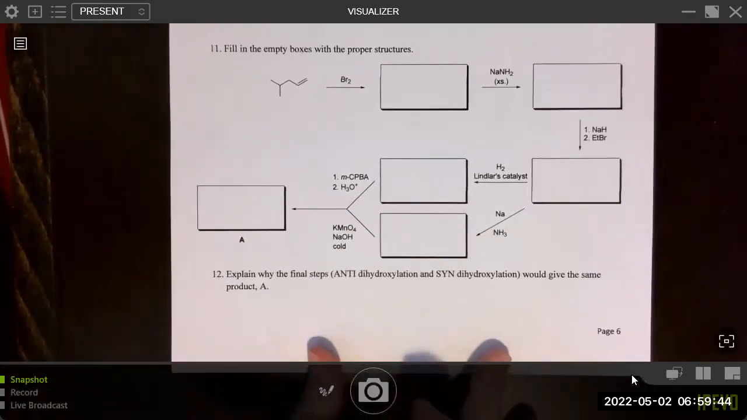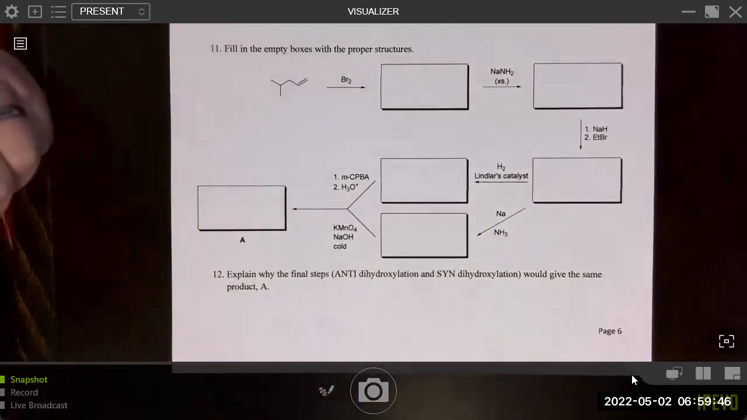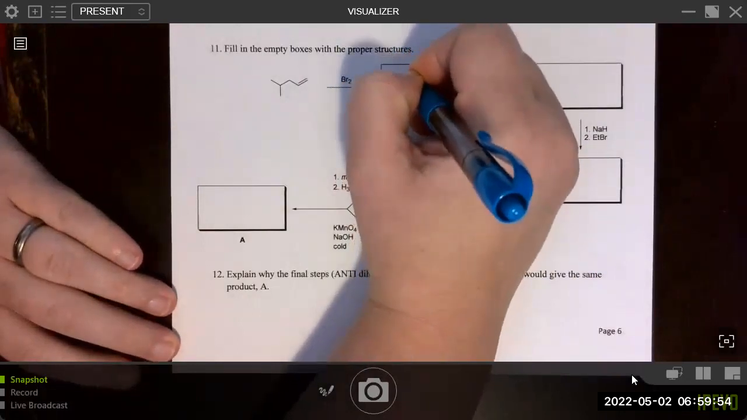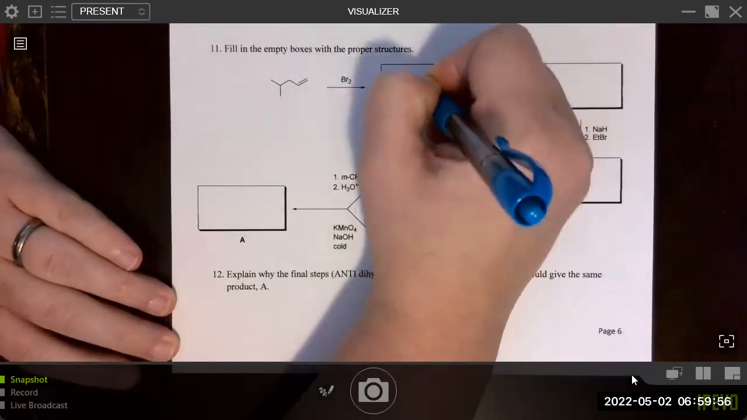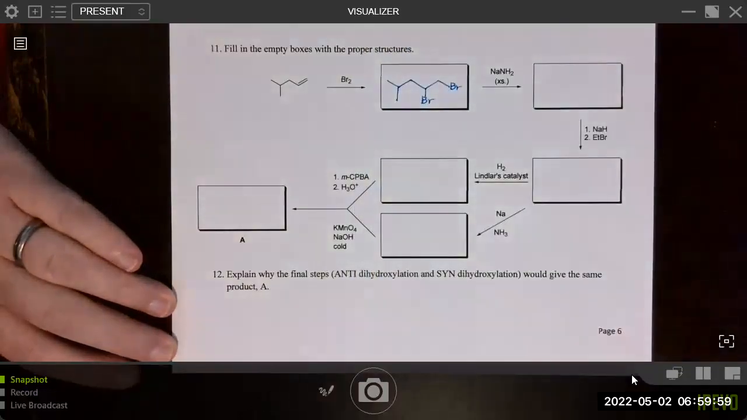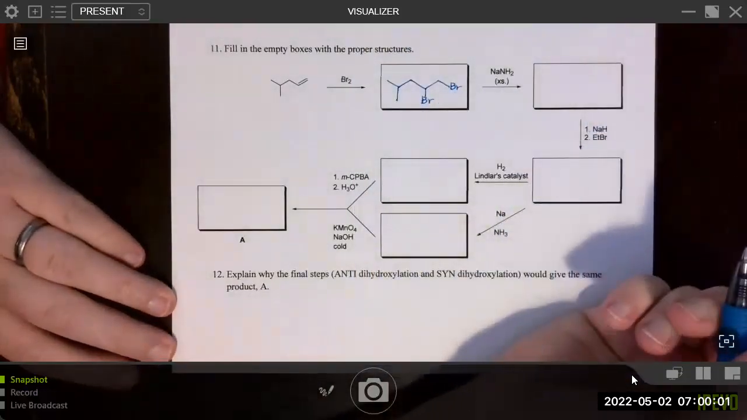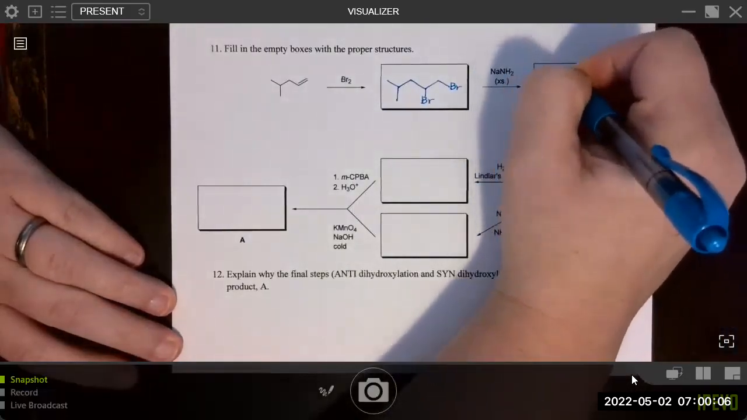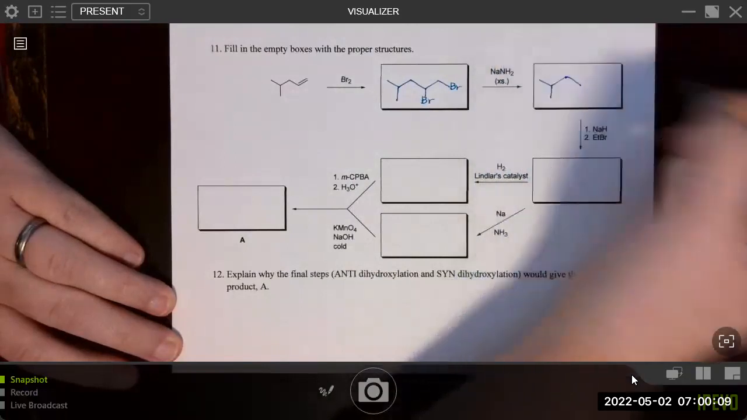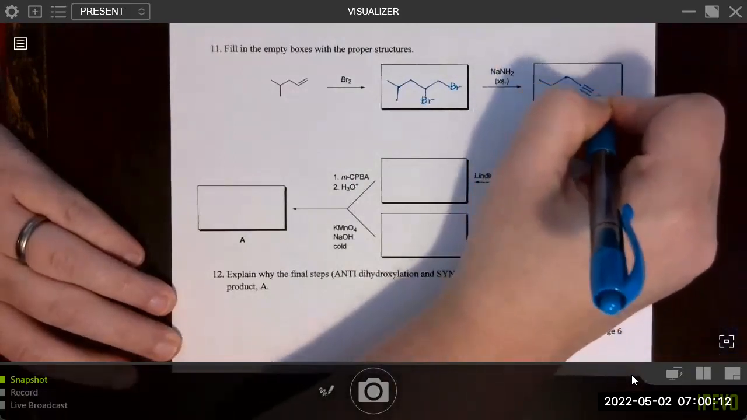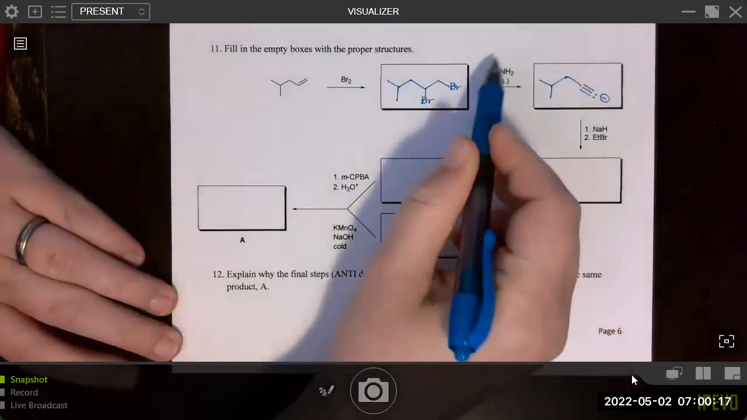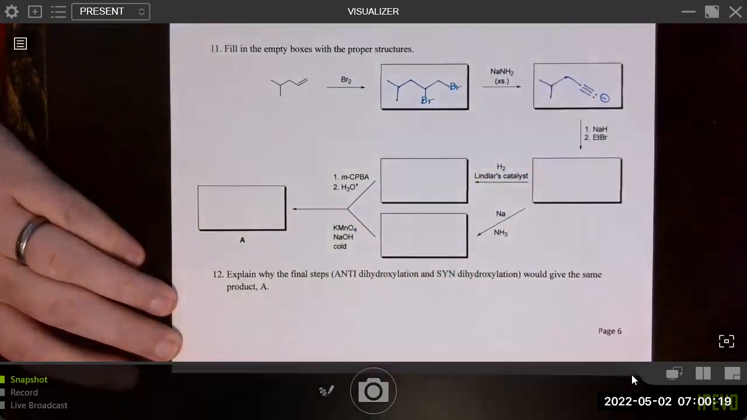Let's do some more synthesis. So fill in the empty boxes with the proper structures. We want to add in bromine. Then we're doing that double elimination. That will give us the alkynide ion. Linearly draw. And because it didn't say water, it's going to stop at this point.